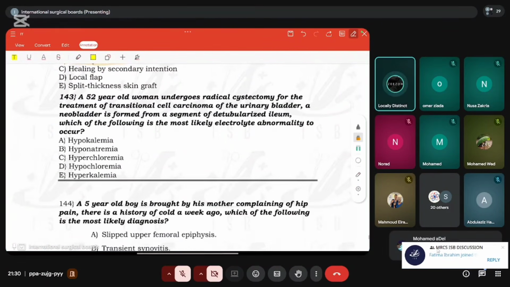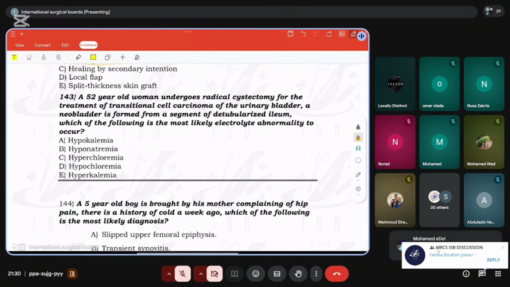And when would we use a rotational flap on the scalp? If there is a huge defect that you cannot bring back without tension, then yes. Okay.